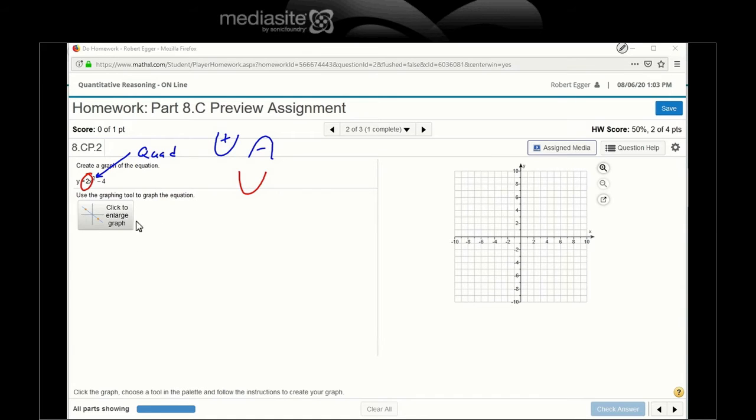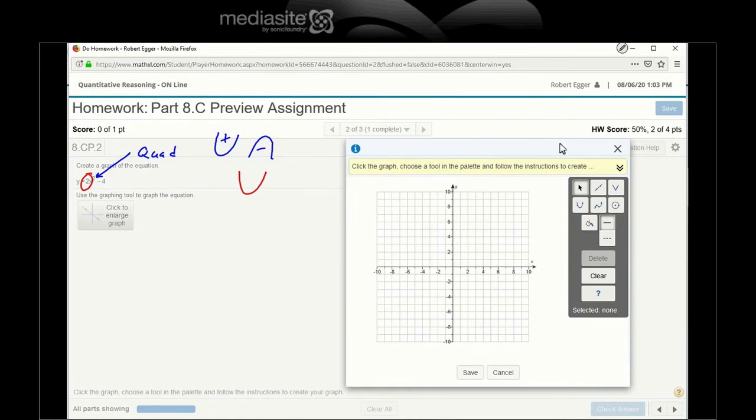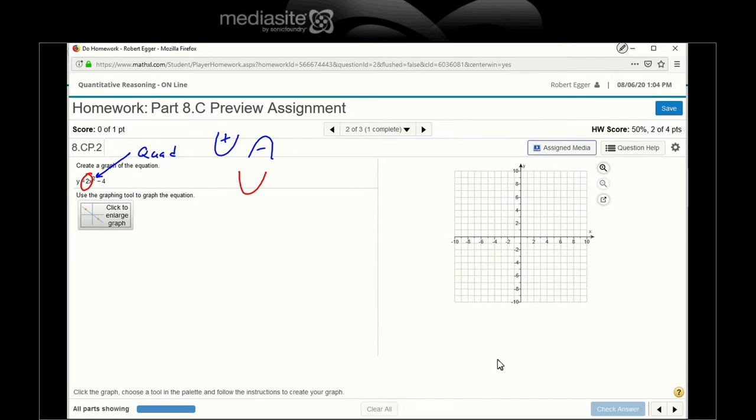All right. So let's click on this, click to enlarge graph. All right, here we go. And I do see a smile face, a quadratic. And note it has 3 dots on it. Like a line, a straight line takes 2 points, a quadratic is going to take 3 points to define it. So with y equals 2x squared minus 4, I need to get 3 points.